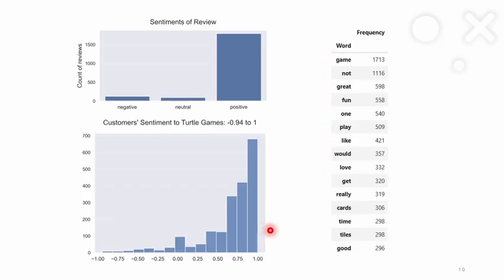cards, tiles. Although customers are generally positive about Turtle Games products, it could benefit from a more focused feedback, such as survey. It helps assess customer satisfaction, reduce erroneous input, and gain focused insight into how to retain customers or develop interest among certain groups.